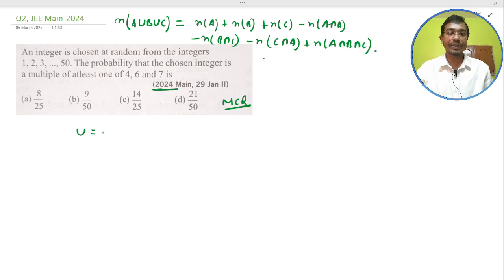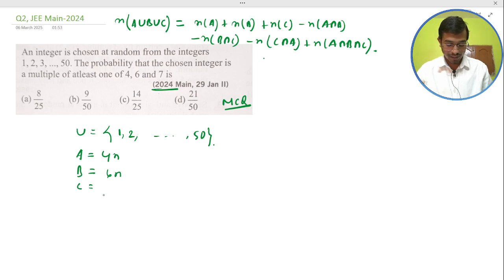Here, given U is the set of 1, 2, up to 50, a set of integers. A is the set of integers which are multiples of 4, that means 4n. B is the set of integers which are multiples of 6. C is the set of integers which are multiples of 7, 7n. This is the condition.